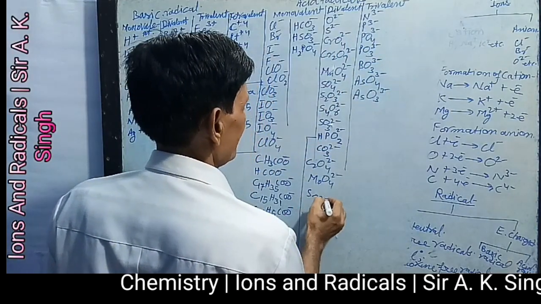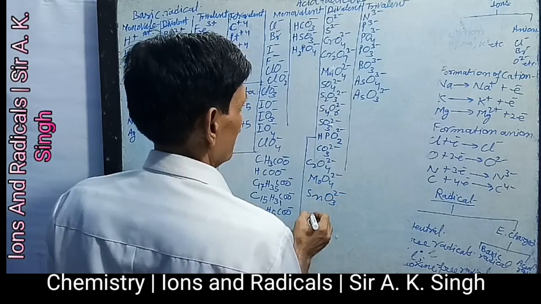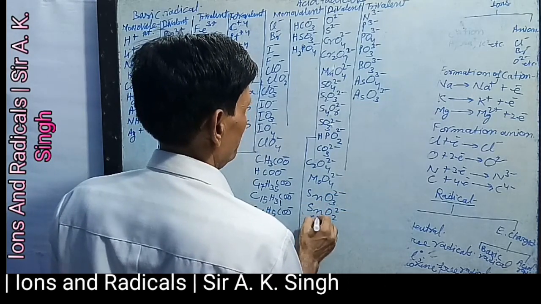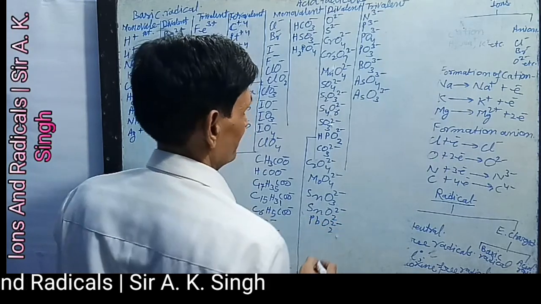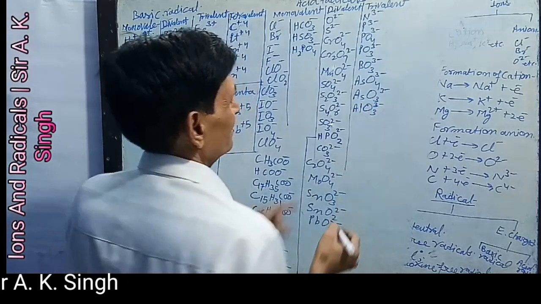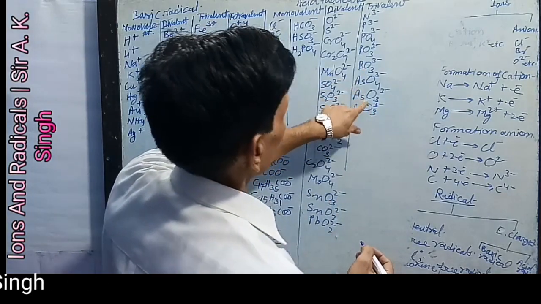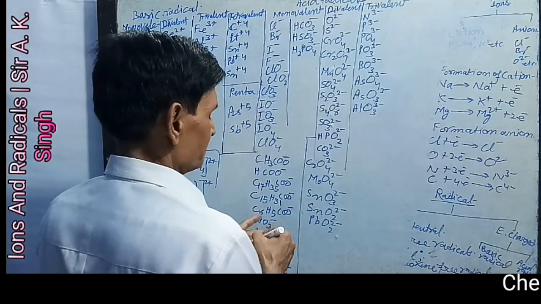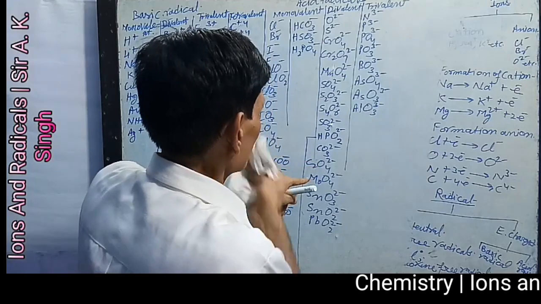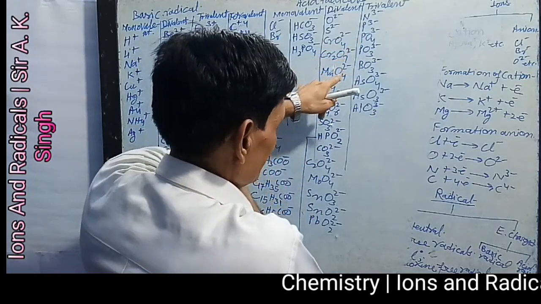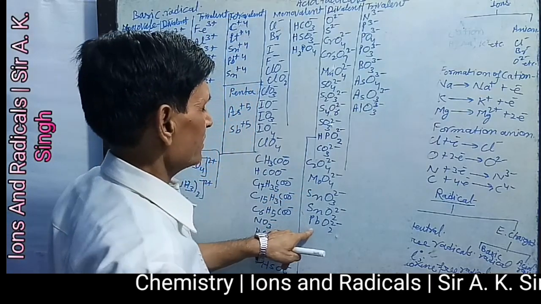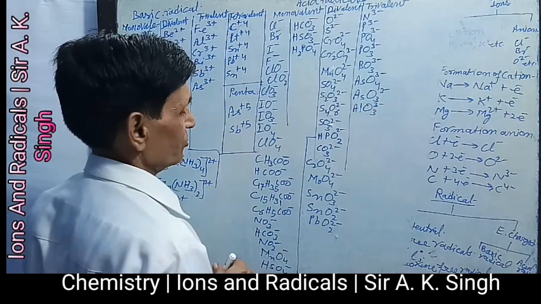Here you are writing stannate, stannite, plumbate, here aluminate, borate, aluminate, arsenate, all these are trivalent. See, having 3 negative charges over there. Phosphate has 3 negative charges, and here plumbate, stannate, molybdate, all these have 2 negative charges.